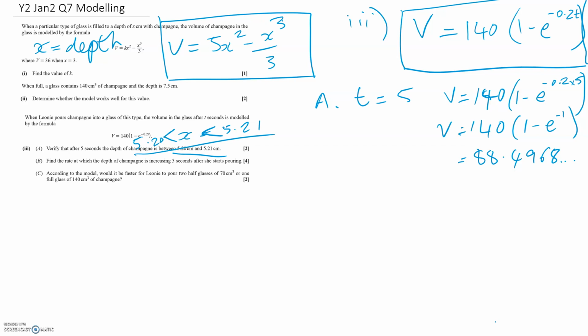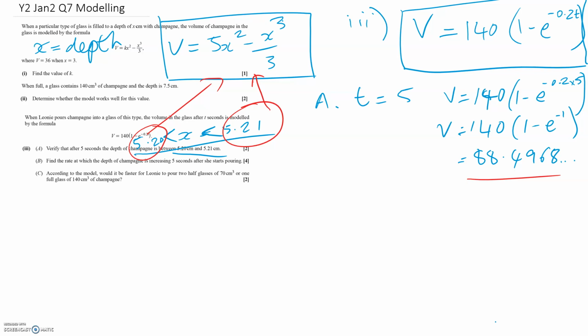There's two ways of doing this next bit. You could substitute in x equals 5.20 into here and x equals 5.21 also into here, and show that this 88.4968 is in between the two answers you got. I would probably do it by solving the cubic equation, since my calculator will just do that for me.